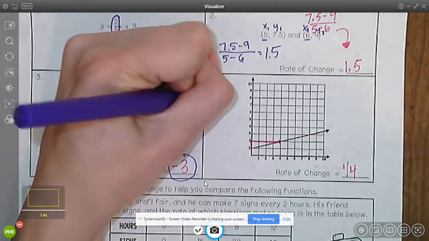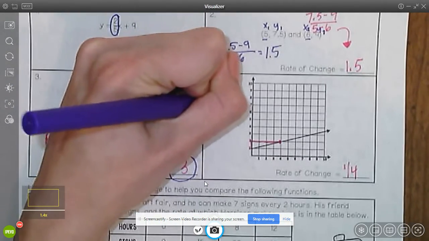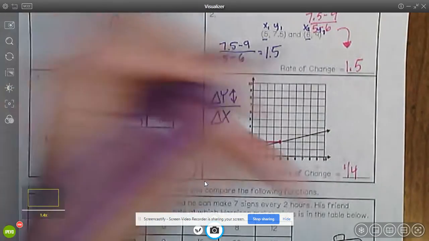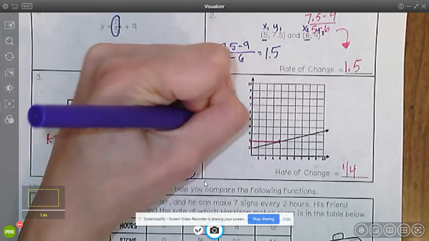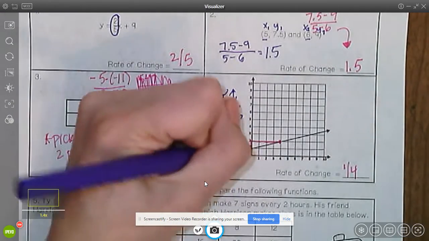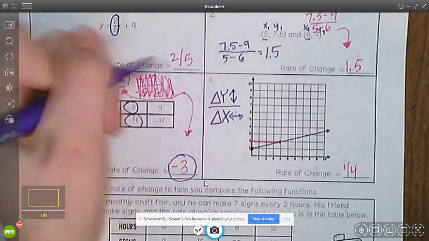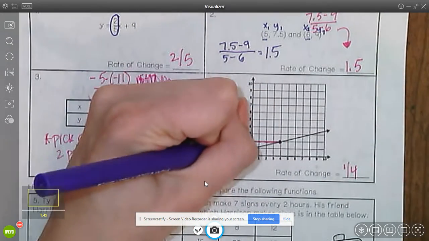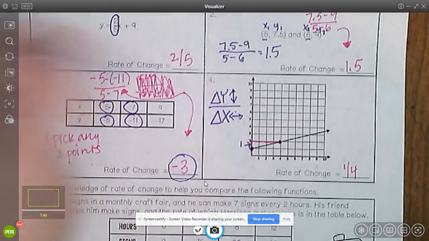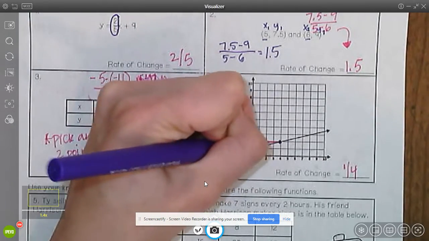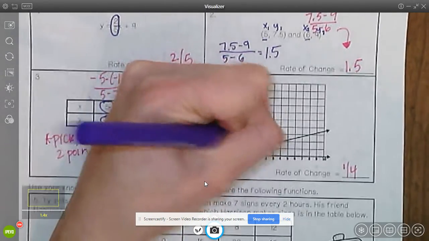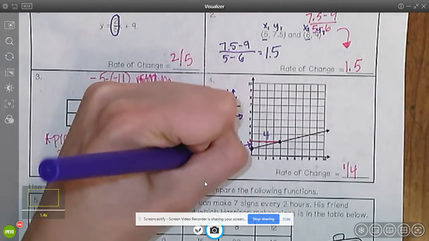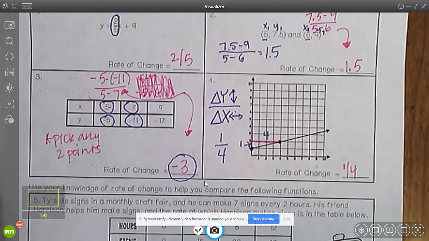Remember, slope is your change in y, or your up and down change, over change in x. This triangle just means change in math, which is your left and right change. Okay, so here I'm picking 2 points. I'll pick this point and this point because they're easily identifiable on the graph. The up and down change here is 1. The left and right change is 1, 2, 3, 4. Okay, therefore, the rate of change, or the slope, is 1 over 4, or 1/4.